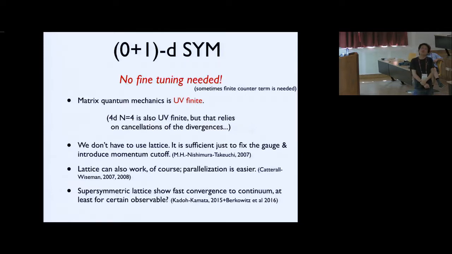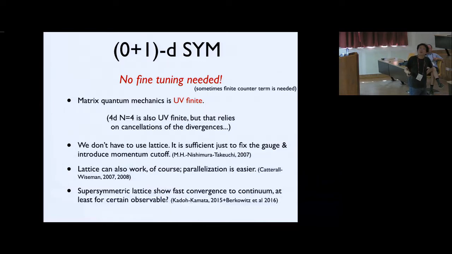And 0+1 dimension is particularly simple, because matrix quantum mechanics is UV finite. So we don't have to care about the radiative correction. Strictly speaking, finite radiative correction can appear. So sometimes a finite counter term is needed, but typically, unless you take a very stupid action, we don't need any fine-tuning. Even if we break supersymmetry completely, typically in the continuum limit, supersymmetry is automatically restored.